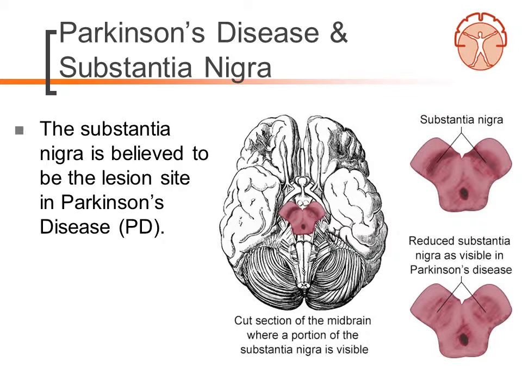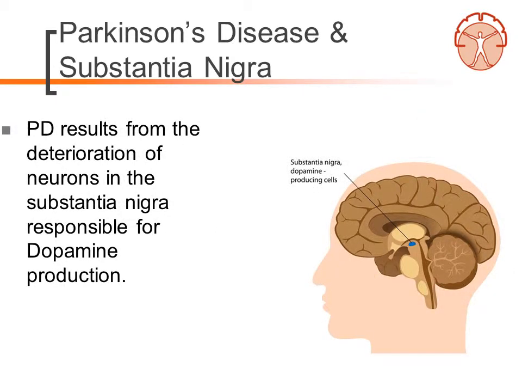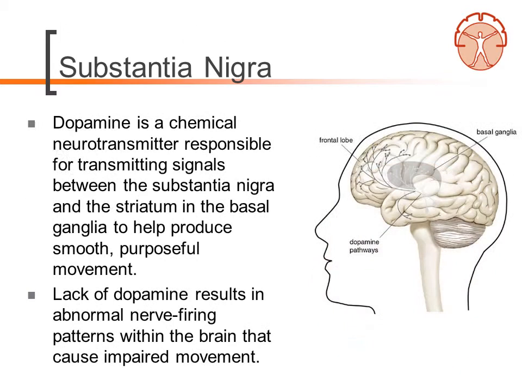Substantia nigra is believed to be the lesion site in Parkinson's disease, or PD. PD results from the deterioration of neurons in the substantia nigra responsible for dopamine production. Dopamine is a chemical neurotransmitter responsible for transmitting signals between the substantia nigra and the striatum in the basal ganglia to help produce smooth, purposeful movement. Lack of dopamine results in abnormal nerve firing patterns within the brain that cause impaired movement.